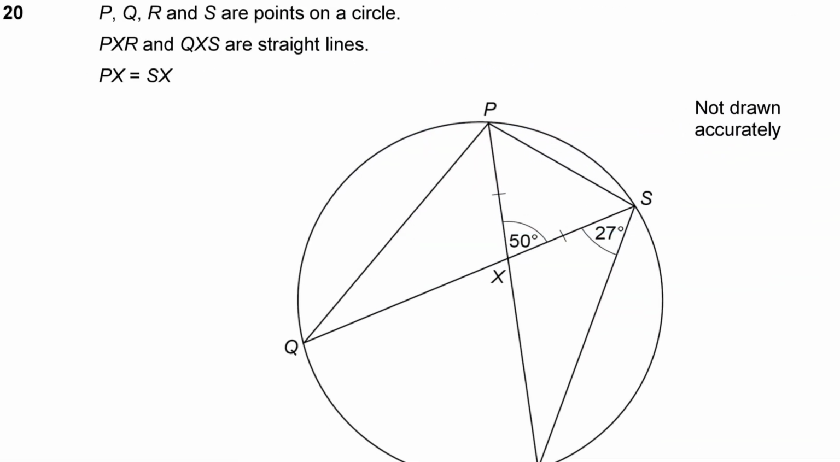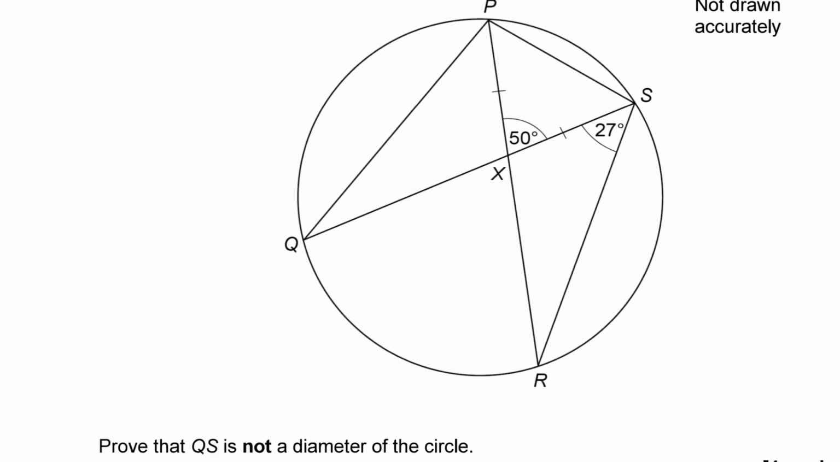Question 20. P, Q, R and S are points on a circle. PXR and QXS are straight lines, and we're told that PX is equal to SX. Okay, so we need to prove that QS is not a diameter of the circle. So if this is not a diameter, then it doesn't pass through the origin. And it also means that if I subtend an angle off of it, like this angle up here, then that is not going to be a right angle, isn't it? So I think that's basically what we need to do.